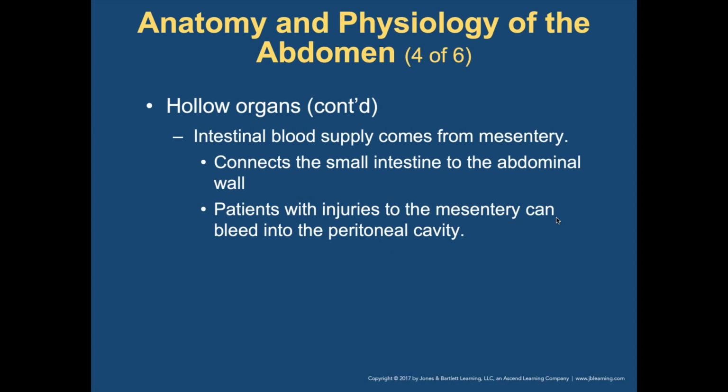All right, so here's our hollow organs. Go over this part. Patients with injuries to the mesentery can bleed significantly into the peritoneal cavity. Signs of this include abdominal rigidity and periumbilical bruising.